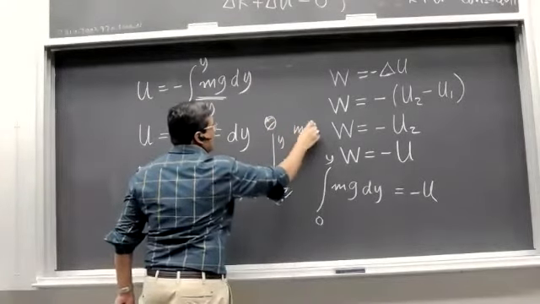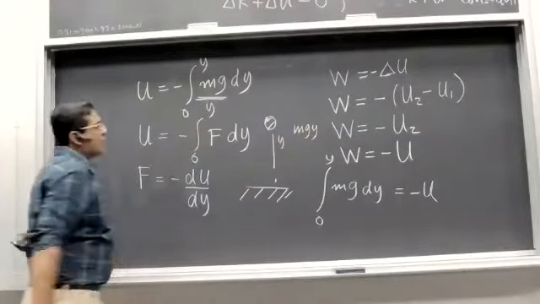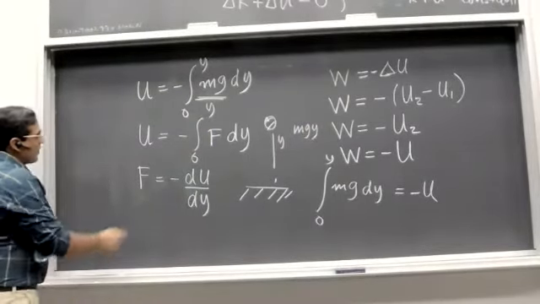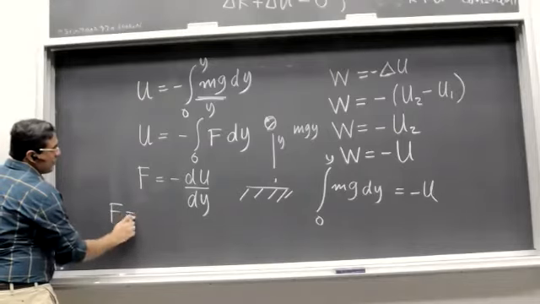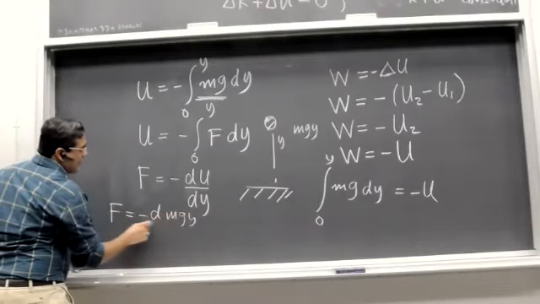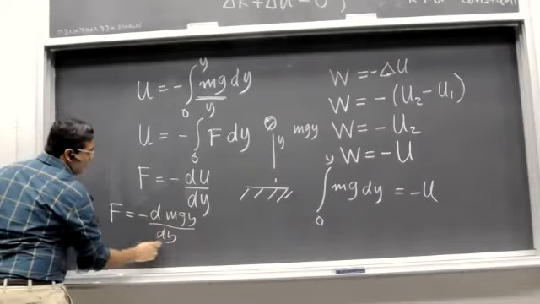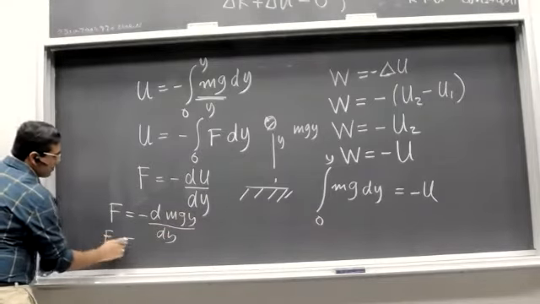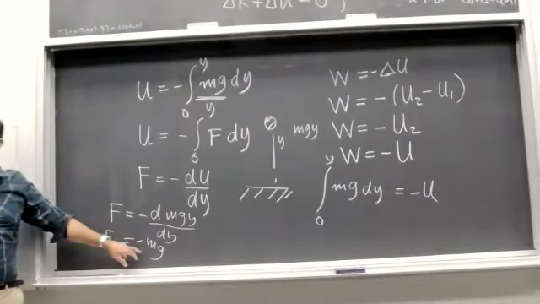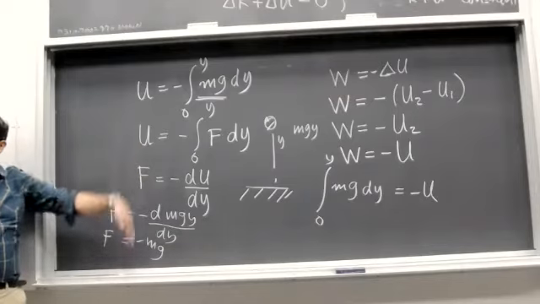Potential energy is just mgy, not negative, positive. Okay, this is the potential energy. So now if you take the derivative of mgy with respect to y, what you get is F is equal to minus mg. Okay, and it also gives you the sign, the direction of the force. Okay, in this direction.